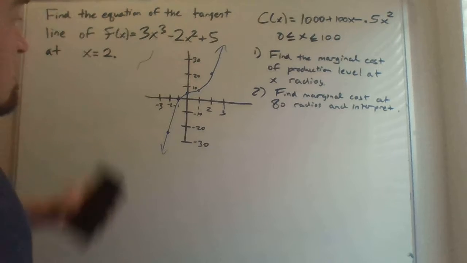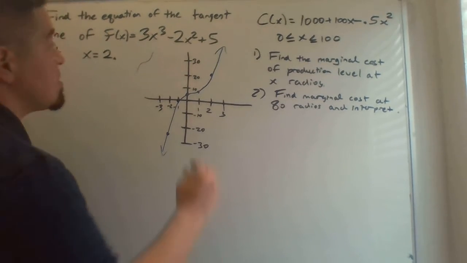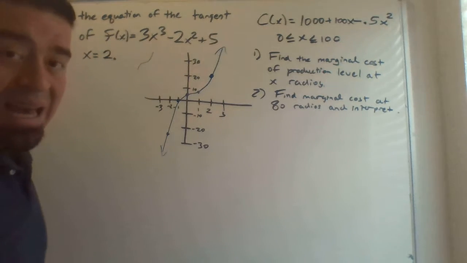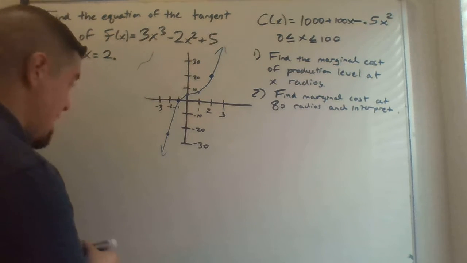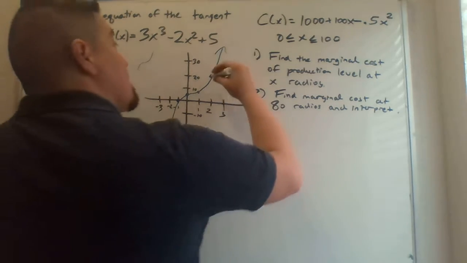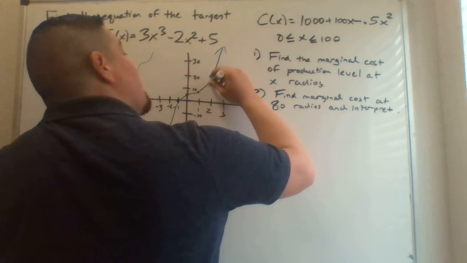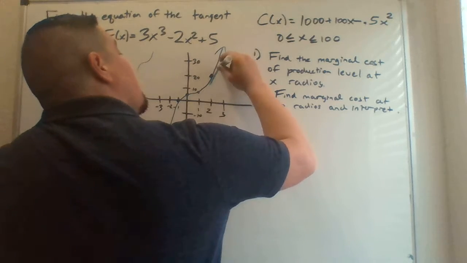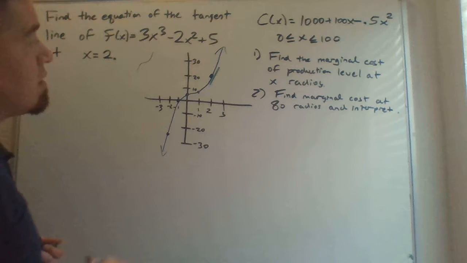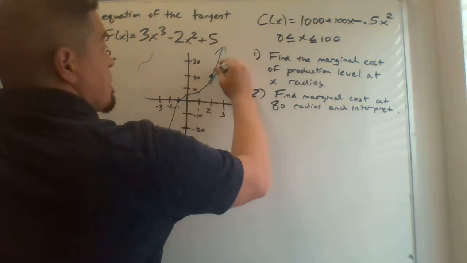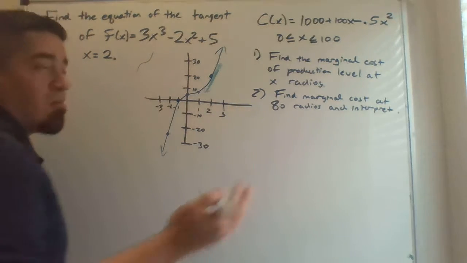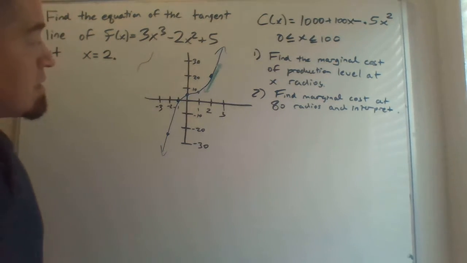Now back to the question. The question's asking at 2, find the equation of the tangent line. As mentioned in class, the tangent line is the line that hits this point exactly once in this vicinity, in this area. So we want this equation, like y equals mx plus b. It's some line, some equation.